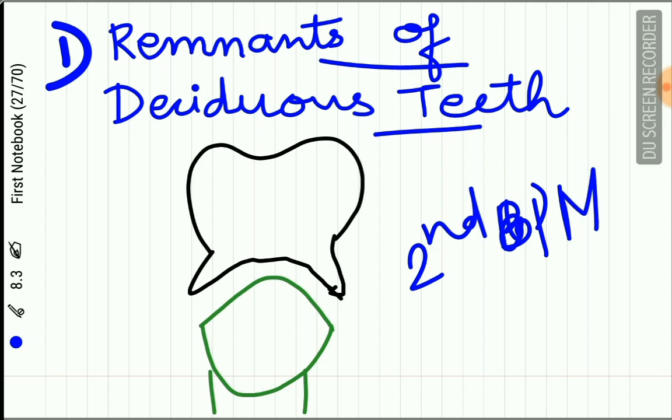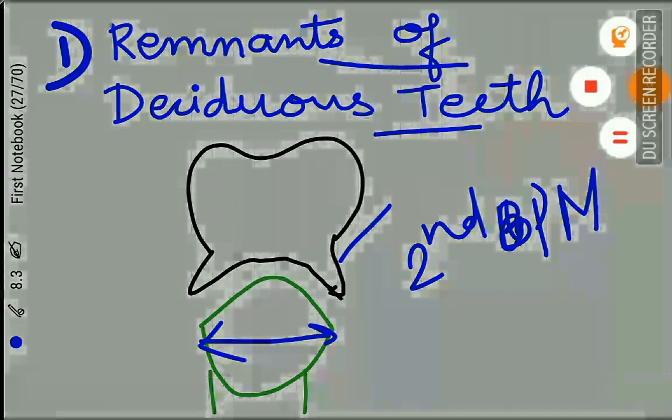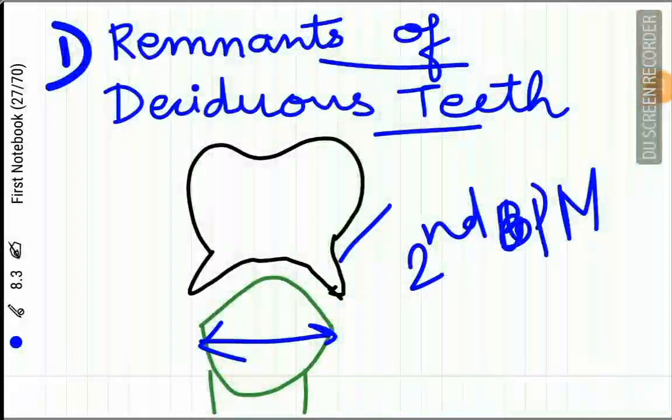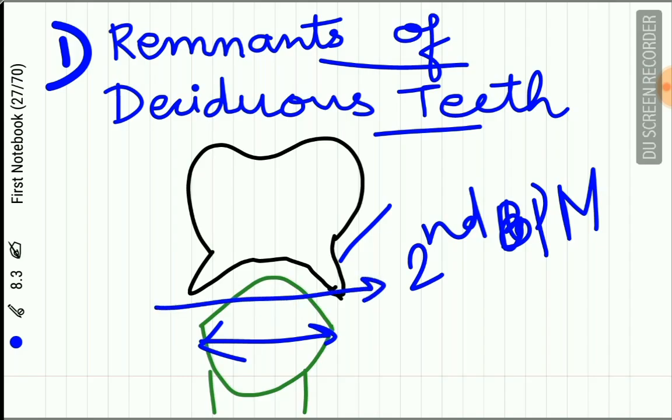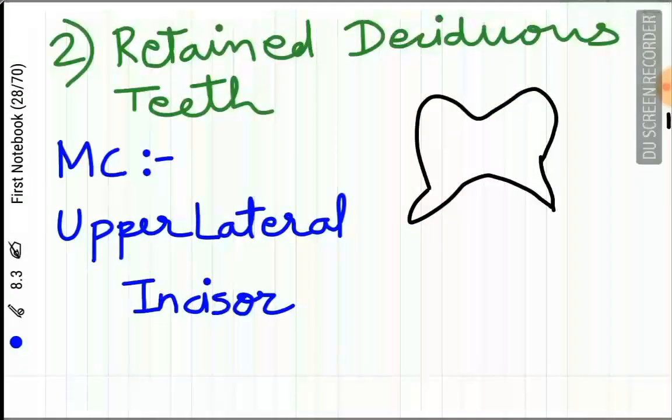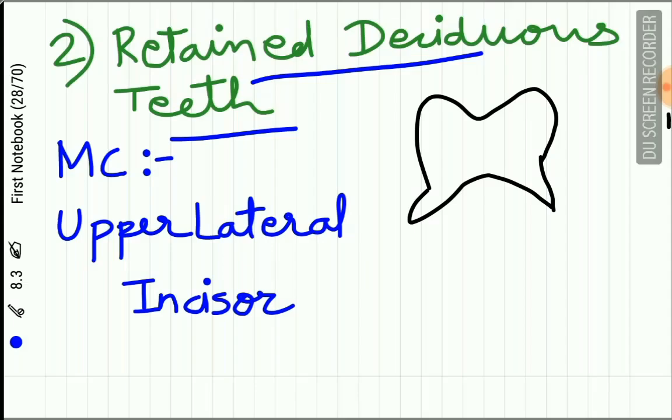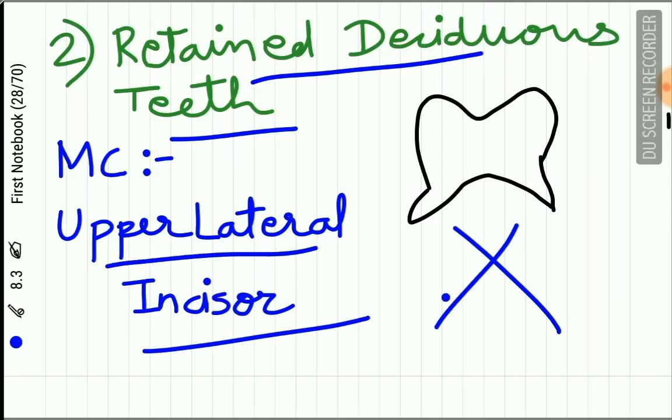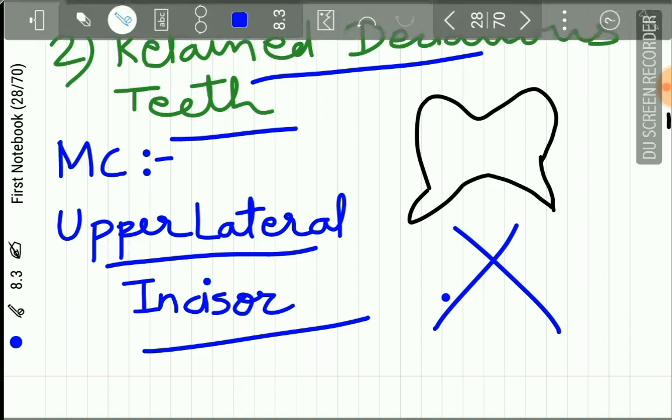This is because the deciduous second molar tooth is curved, and the mesiodistal diameter of the erupting second premolar is less than the mesiodistal diameter of the erupting root. So sometimes the remnants of these roots could be seen in the jaw. Secondly, there may be presence of retained deciduous teeth, mostly in the upper lateral incisor region. This may be due to absence of the permanent tooth.